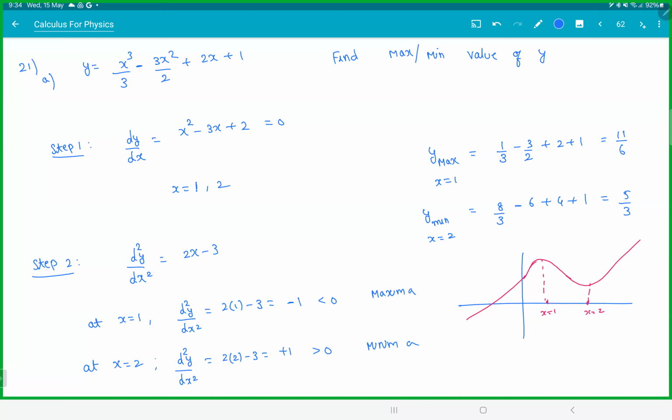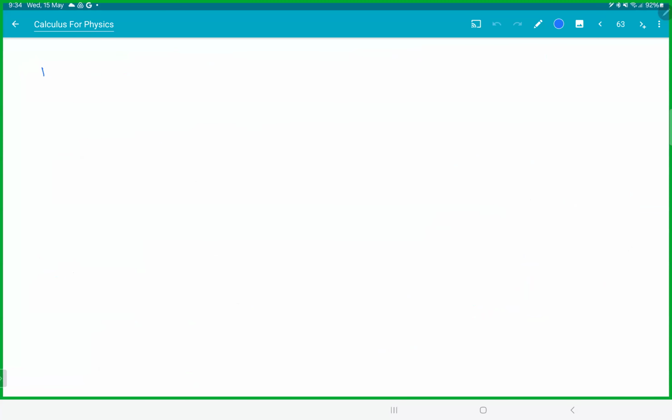Now you guys do the same one. I'll give you a similar one. Y is equal to x cubed by 3 minus 5x squared by 2 plus 6x plus 1. Find maximum or minimum value of this thing. Same thing, I just change the numbers.